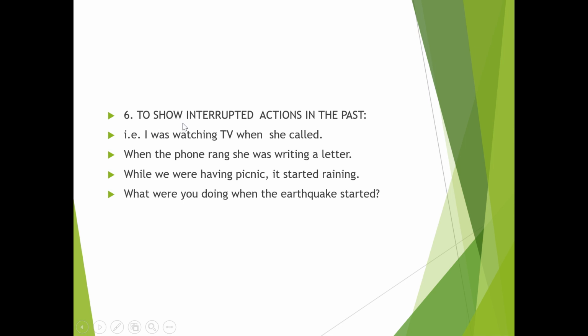And then we use past continuous tense to show interrupted actions in the past. Interrupted भयो बीचमा कसैले interruption गर्यो त्यसमा पनि past continuous. I was watching TV when she called. उनले बोलाउँदा टिभी हेरिरहेको थिएँ. When the phone rang, she was writing a letter. उनी चिठी लेखिरहेकी थिइन्. While we were having a picnic, it started raining. पिकनिक खाइरहेको बेला पानी पर्न सुरु गर्यो. What were you doing when the earthquake started? Interrupts action. Something is disturbed. त्यति बेला के गरिरहेका थियौ?